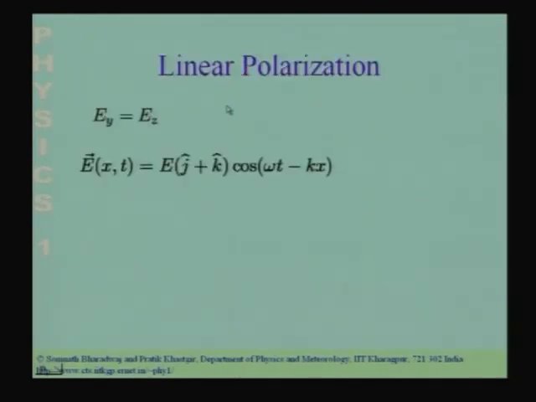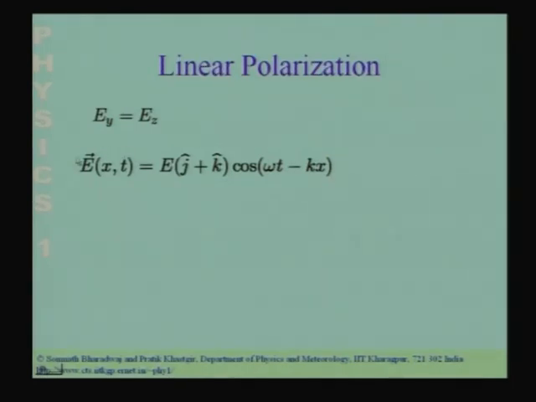The situation which we are considering, they are both being fed exactly the same current, the same signal is being fed into both of them. So, the magnitude of these two electric fields is the same, and the two electric fields are going to be oscillating in the same phase. So, we have cos omega t minus k x. It will only change as I move along the x axis and with time. Both of these are going to be oscillating in the same phase. So, I can take the factor E outside. So, E x is equal to E, I can take the factor E outside and write it as the unit vector j plus the unit vector k times a constant E times cos omega t minus k x.